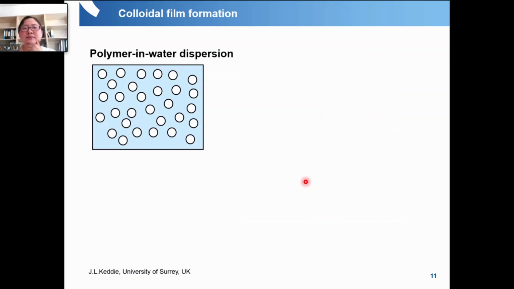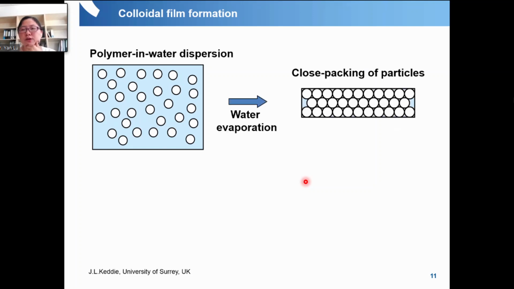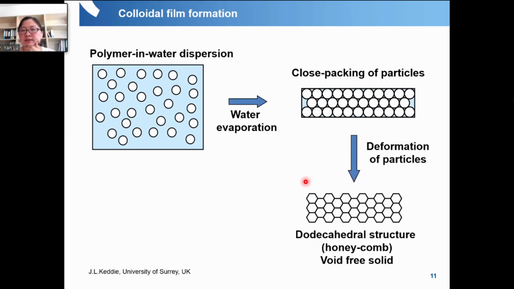So then if we go deep into the system, I will show you how it works as a whole procedure. We have a colloidal dispersion using water as a solvent, then the water starts to evaporate. As we mentioned, in the beginning we will form a close packing of the particles. Then water continues to evaporate, and then you will have a deformation of the particles.